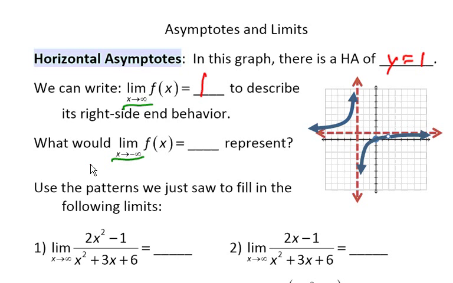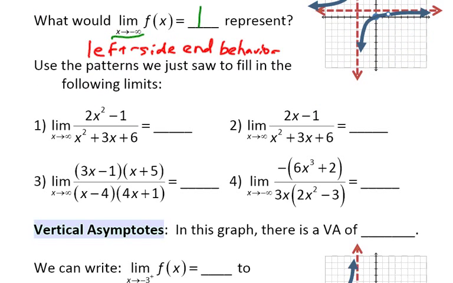So, x approaching negative infinity talks about its left side end behavior. And as we can see, the graph is going to get closer and closer to that horizontal asymptote, with the limit being 1 again. So in short, as x approaches infinity or negative infinity, the limit is going to be the value of the horizontal asymptote. For example, in this first example, we know that this is going to have a horizontal asymptote of y equals 2 if we look at the lead coefficients. That means the limit will be 2 as x approaches infinity.